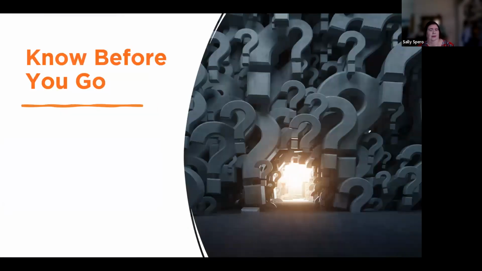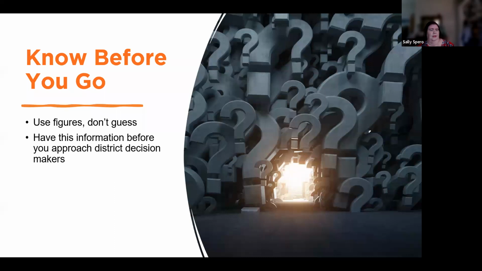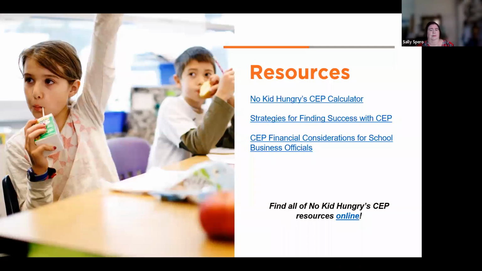It's really important that you actually do this work because you don't want to be guessing. You don't want to say, well, in Susie's district, they save 5%, so maybe I'm going to save 5% too. You really want to have those answers. And you're going to want to have this information before you approach the district decision makers. You don't want to go in there and have them have questions that you don't appear to have answers to because you haven't done this work. We're going to talk about that tomorrow.